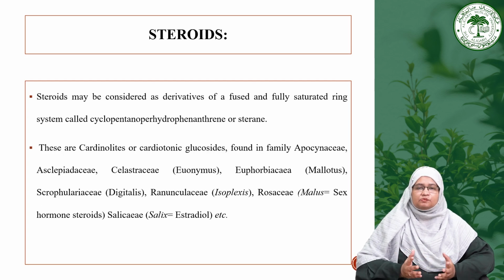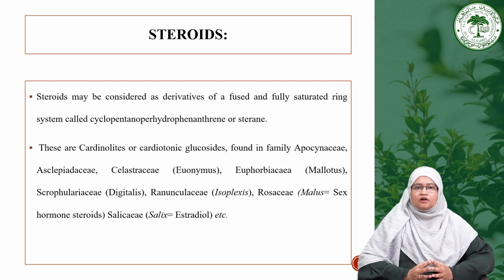Similarly, the next group of compounds that are present in plants are the steroids, which may be considered as a derivative of a fused and fully saturated ring system called cyclopentanophenanthrene or sterane. And these are the cardenolides or cardiotonic glycosides found in the families Apocynaceae, Asclepiadaceae, then Celastraceae, Euphorbiaceae, Scrophulariaceae, Ranunculaceae, Rosaceae and Salicaceae. So you can see the presence of steroids in many groups.